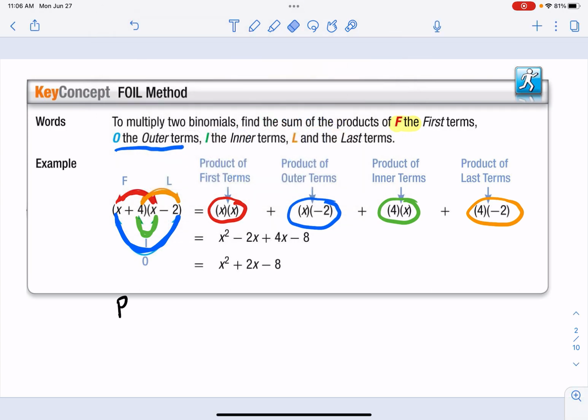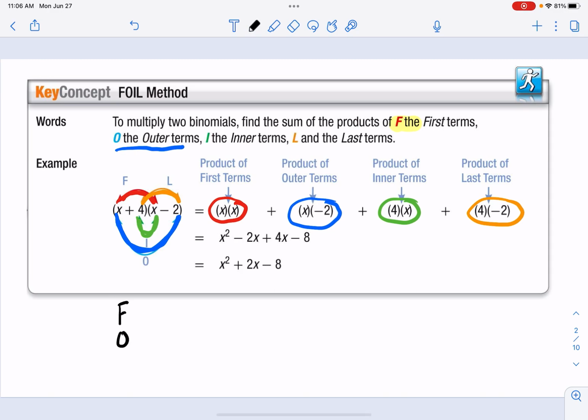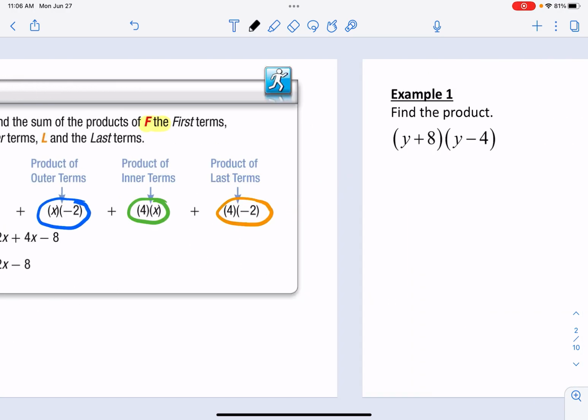I don't know why I put a P instead of an F. So FOIL: first terms, outer terms, the inner terms, and the last terms. And this is a very commonly used math term. I always say FOIL out the polynomial, FOIL out the polynomial, okay? So that's what that stands for, and that's how we're going to be multiplying together.